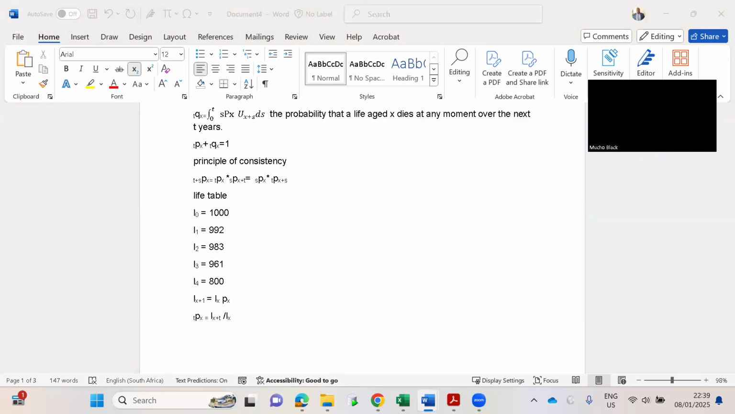The next formula is dx, which is the number of lives that die at age x. That is equal to the number of lives alive at age x minus the number of lives alive at age x plus 1. So the difference is the number of deaths.